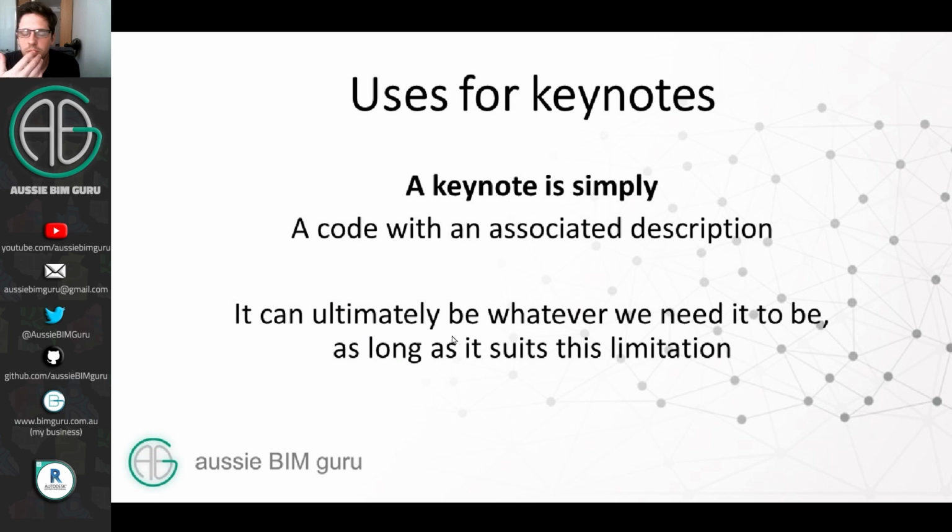This is probably the most important thing for you to decide, or your company to decide, before you commit to the system. To be honest, a keynote is really just a code with an associated description. That's all it is. From there, it can ultimately be whatever you want it to be, whatever you need it to be, as long as it suits those criteria and it suits the use of things like keynote legends, for example, because they're unique to a keynote.